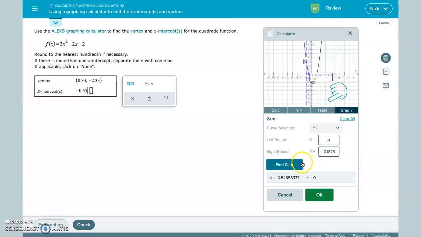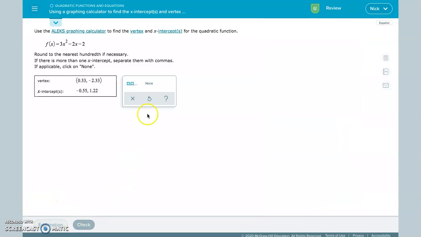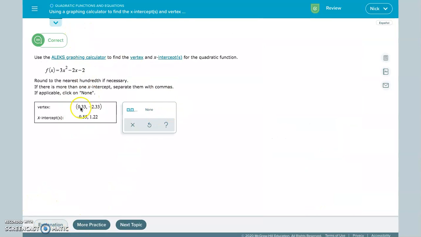And then I can go ahead and drag my bounds to look at this one, hit find 0 again, and it'll move over, and this one's at 1.22. They get a little weird with their rounding in here, but so there you go. You got your vertex and your two intercepts.